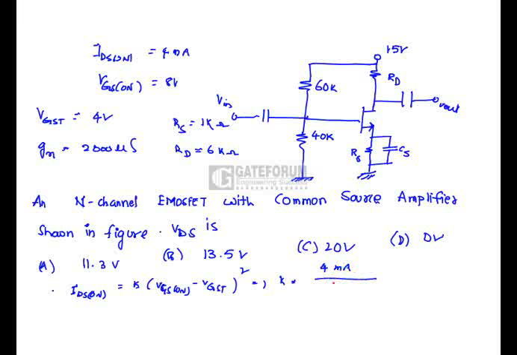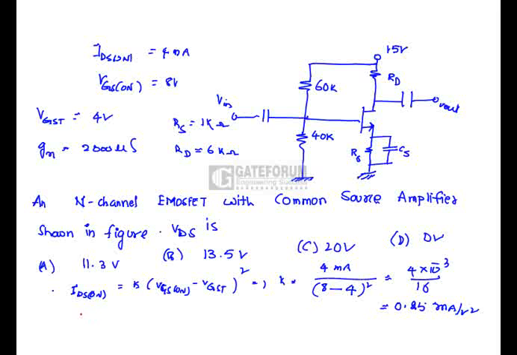divided by (8 minus 4) whole square, that is 4 into 10 power minus 3 divided by 16, that is 0.25 milliamps per volt square.